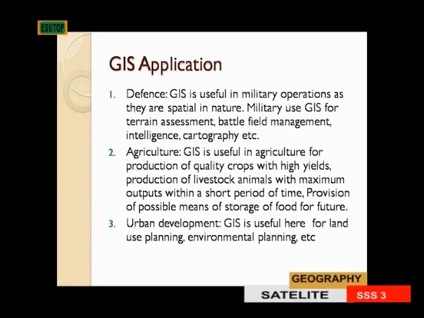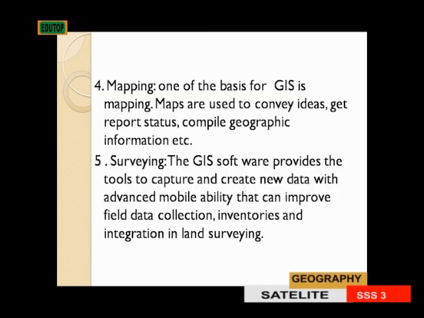Now, it is useful here for land use planning, environmental planning, etc. Number 4 here we have application of GIS in mapping. And we established that one of the bases of GIS is mapping. And maps are useful to convey ideas, to get report status, to compile geographic information, etc.